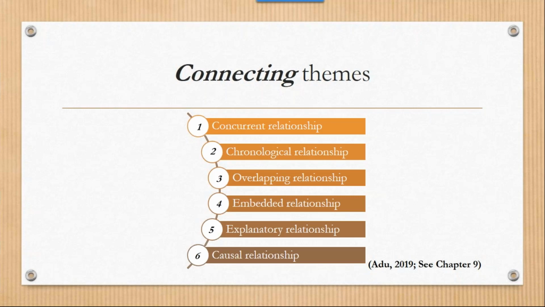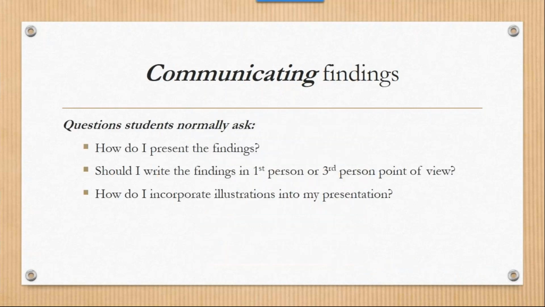Do they have some kind of common things that you can connect so that it could be one? Do you have an embedded relationship where one theme is within another theme? Is one theme explaining another theme? Is one theme causing another theme? So this is a question that you have to ask yourself as you look at the content of the theme and the characters of the theme that you have developed. And I explain everything in there.